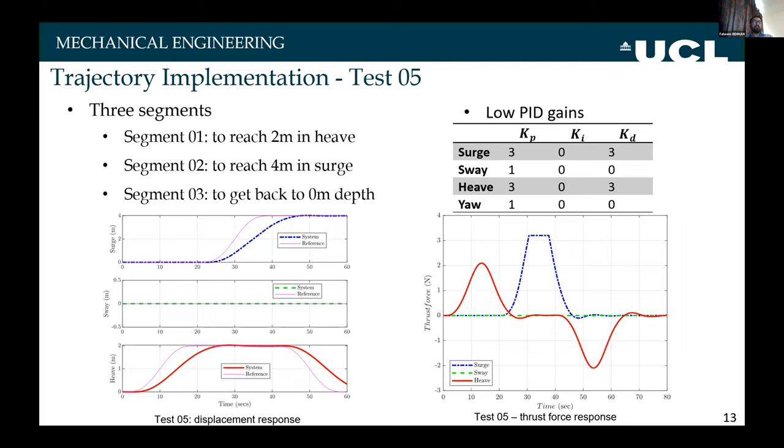As can be seen, when the low PID gains were used, as shown in the table, the system is not following the trajectory appropriately as desired. For the heave motion, that is the 2 meters in heave at the start, the system took about 27 seconds, though it should take 20 seconds for each segment. Then the second segment took about 48 seconds in total. And finally, the third segment, which has to be completed in the next 20 seconds, was not completed. So it's a failure, the system didn't follow the trajectory as desired.